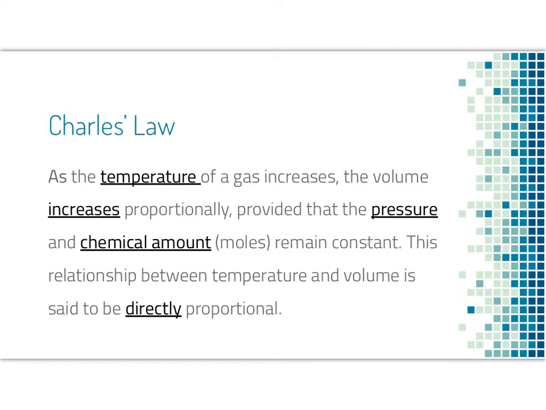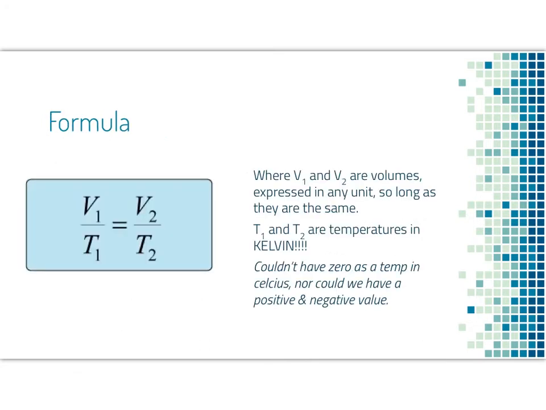Charles' law says as the temperature of a gas increases, the volume increases proportionally, provided that we keep the pressure and the number of moles of gas constant. This relationship between temperature and volume is said to be directly proportional because as one increases, the other increases as well. The formula is V1 over T1 is equal to V2 over T2, where V1 and V2 have to be volumes in any unit so long as they are the same, and T1, T2 must be temperatures in Kelvin.